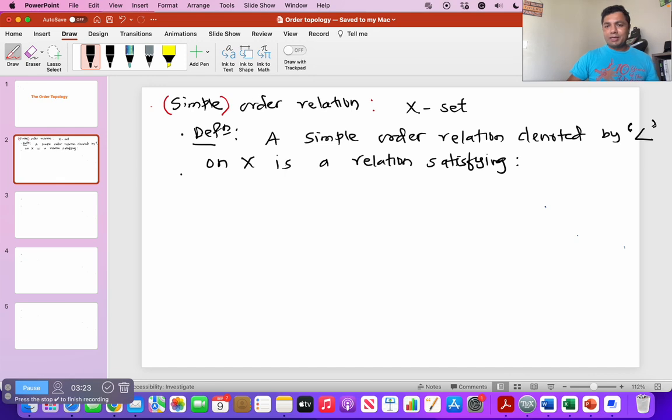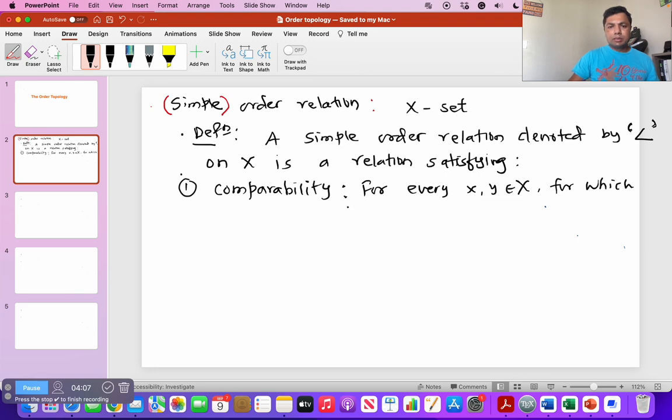Now let X be a given set. A simple order relation denoted by this symbol on the set X is a relation that satisfies the following three properties. The first property is called comparability. For every x and y in X, for every pair of elements in X for which x is not equal to y, that means if x and y are two different elements, then either x is related with y or y is related with x.